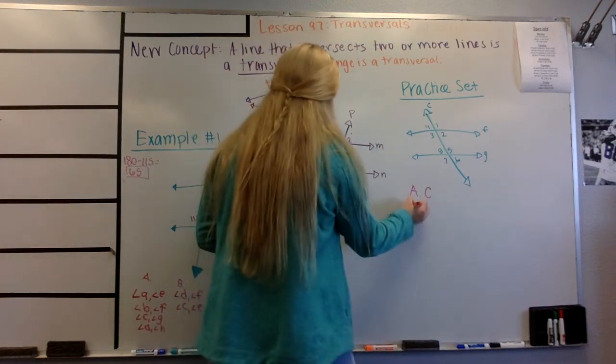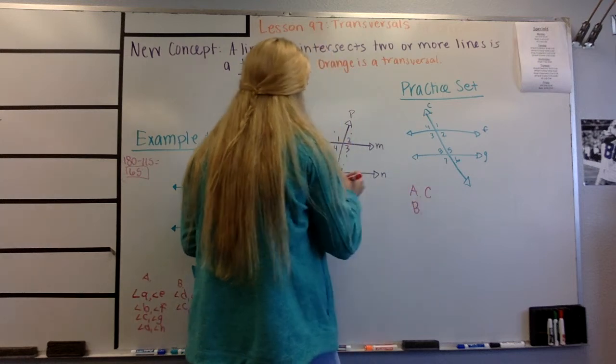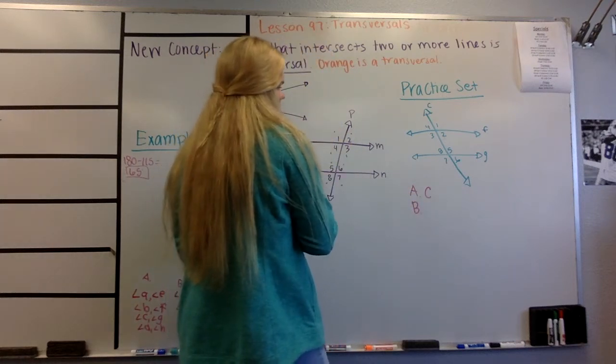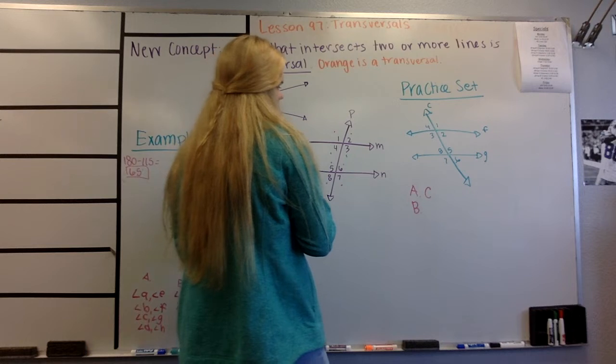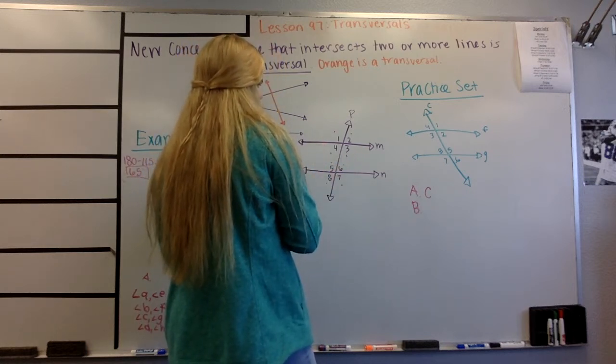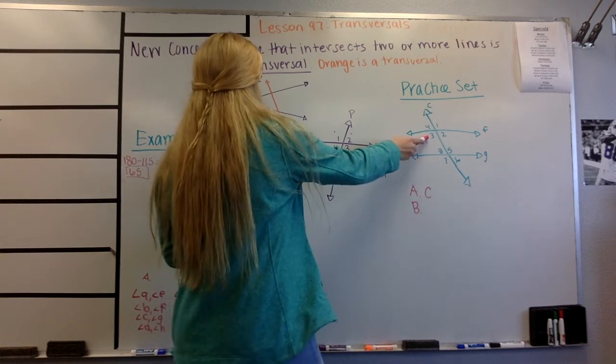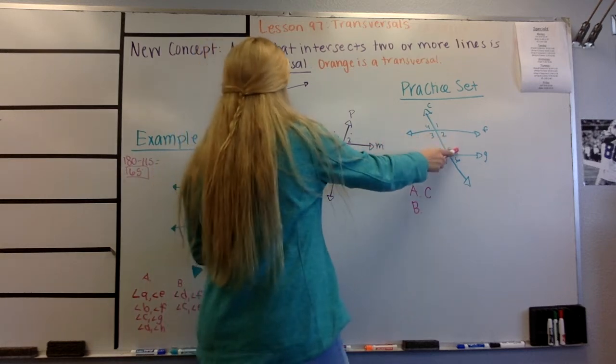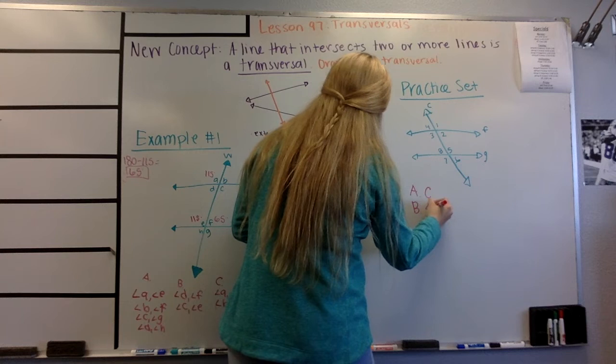B, which angle is an alternate interior angle to angle 3? Alternate interior. Where's our interior again? Remember, it's right in the middle. So we find angle 3. Perfect. Alternating interior would be angle 5.